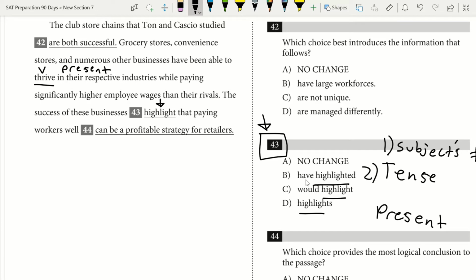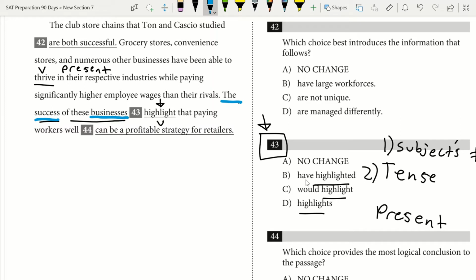The next thing I need to do is match my subject's number to my verb's number. So I have my verb highlight. Now I need to identify the subject. So I have the success, and then I have of these businesses. Now, here's the big thing that's going to trick most people. They're going to think that their verb has to be plural because they see the word businesses next to it. Now, that's incorrect. Okay, your verb needs to be singular, but why? You need to understand the why here. Your subject is not businesses. Your subject is the success.